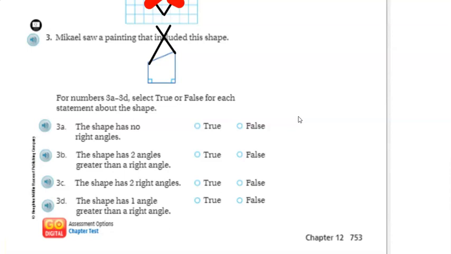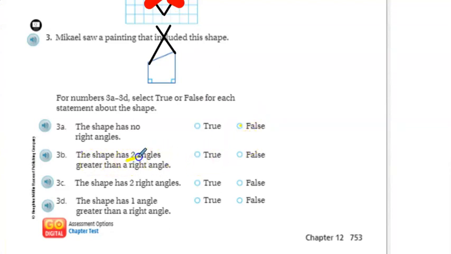The shape has no right angles, true or false. The shape has 2 angles greater than a right angle. The shape has two right angles. The shape has one angle greater than a right angle. So you should be able to look and see that the shape has no right angles. Absolutely, that would be false, because we can see that it has two right angles, so that's false.